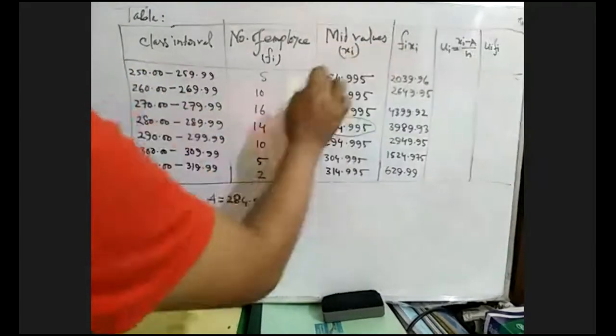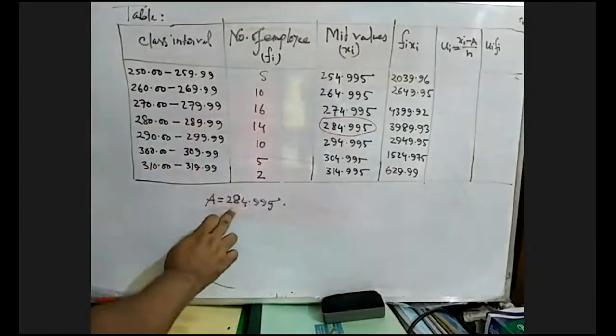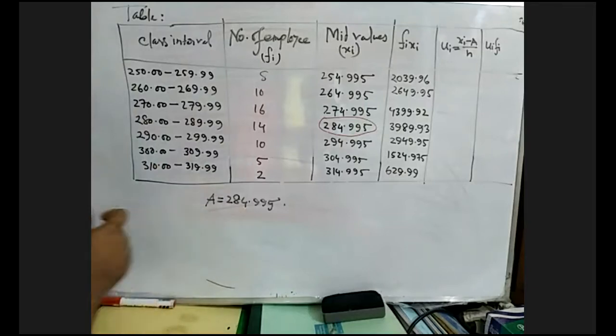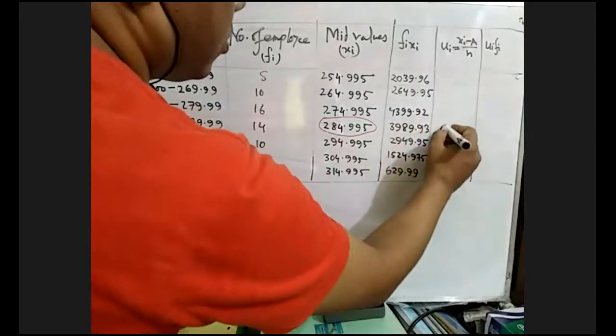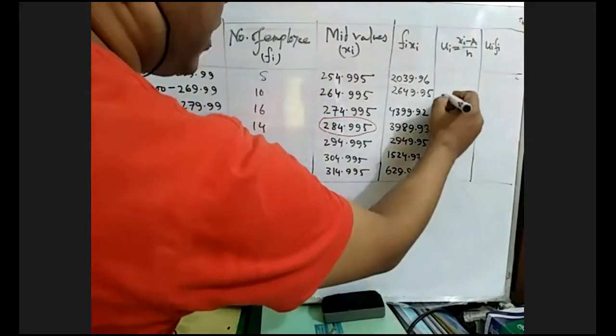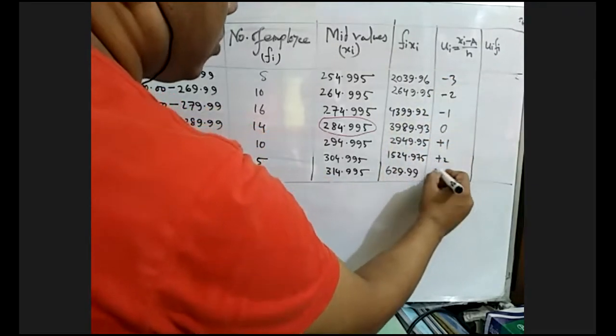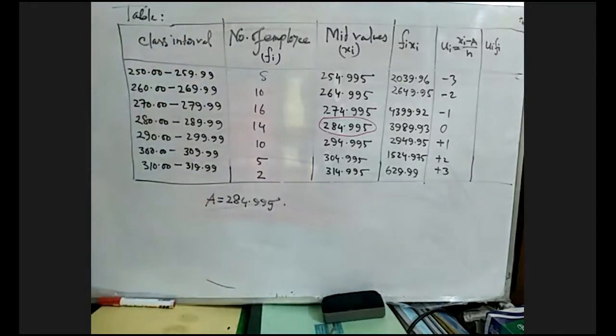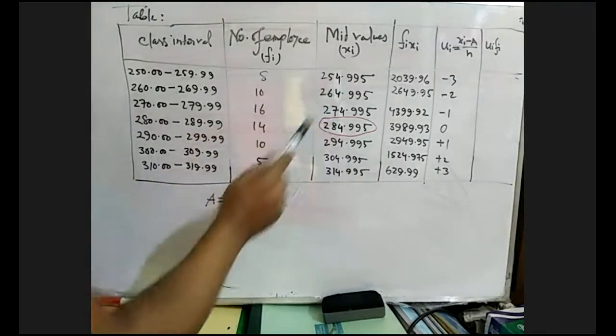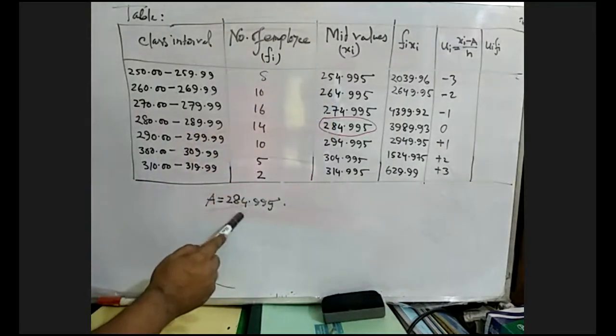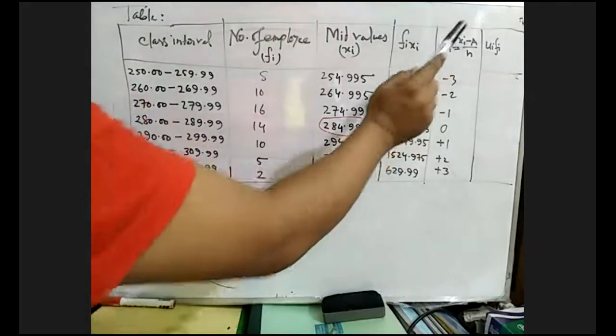So xi means the first mid value minus this, divided by 10. What will be the values? This will be 0, and this will be minus 1, minus 2, minus 3, and this will be plus 1, plus 2, plus 3, right? So x1, the first mid value minus 284 divided by 10, will be given by minus 3.